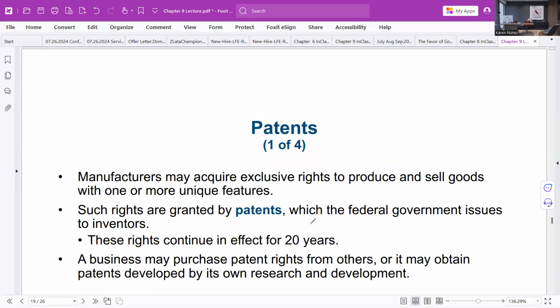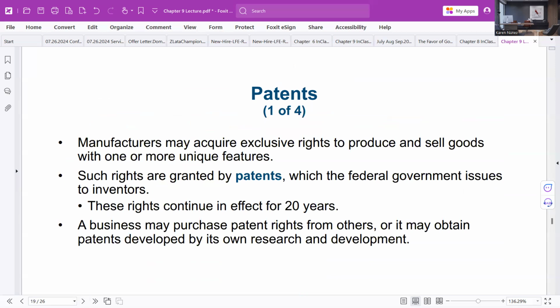So an example of an intangible asset is a patent. You know, a patent gives you an exclusive right. It gives you an exclusive right to produce or sell goods that might have unique features, and you have to actually file the patent with the U.S. government, and then you receive the right. You have exclusive rights to produce and sell that product.